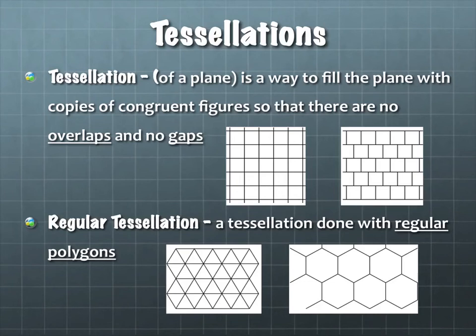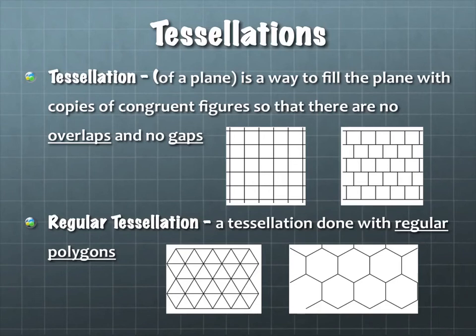And for all practical purposes, we sort of ignore grout lines if you think about tiling, okay? So the images on this screen show some tessellations. The first one's just an easy square grid kind of thing. The second one almost looks like subway tiles, right? They're rectangles. The two at the bottom, the first one is triangles, and then the second one is hexagons.